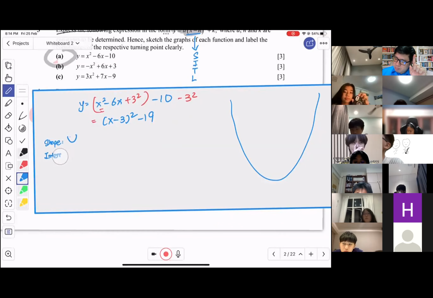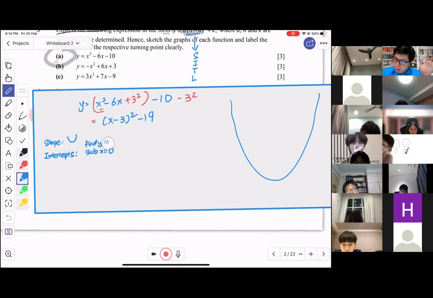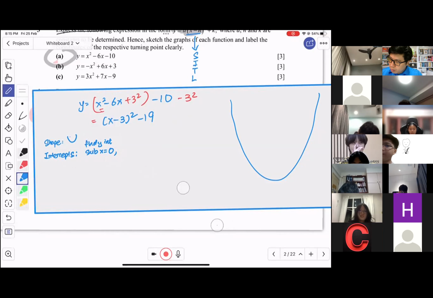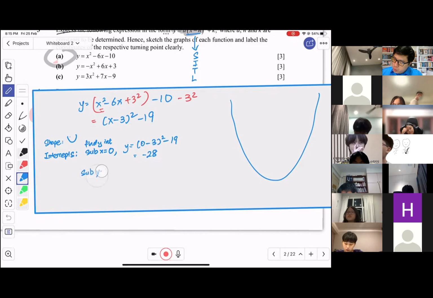SITL, I is for intercepts. To find the y intercept, I can substitute x equals 0. If I sub x as 0, this will give me y equals 0 minus 3 squared minus 19. 9 minus 19 is negative 10... sorry, negative 38 as written. Finally, thereafter I sub y equals 0. This is to find the x intercept.